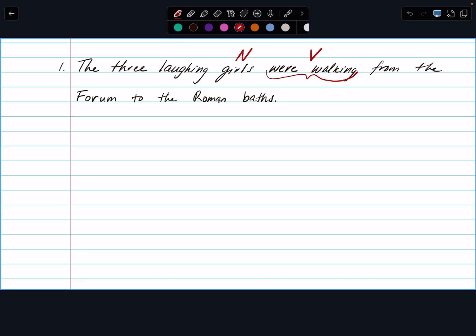Now, we've got 3 and we've got laughing. Are 3 and laughing things? Not really. What are they doing? What's the purpose of those words? They're describing. Okay, so how do we label describing words? ADJ. Okay, so we've got adjective, adjective. All right. Now, we're going to ignore the words from, the, and to the.